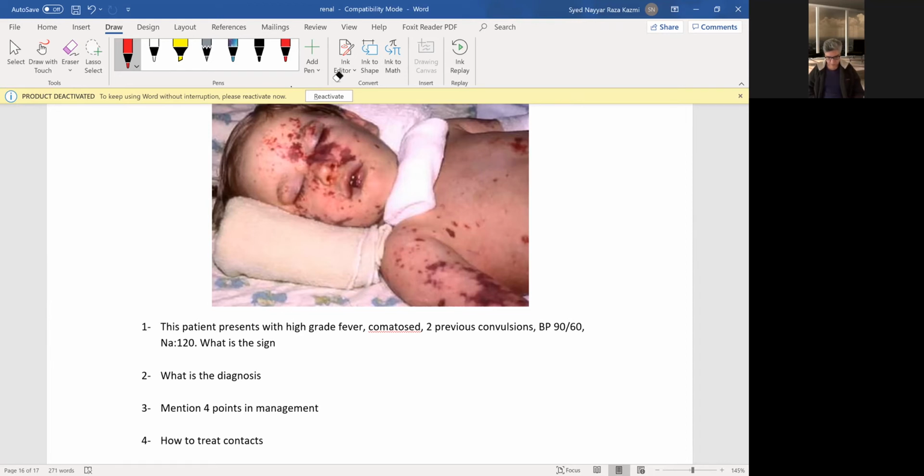So this was a short quiz on different diagnostic modalities from the field of pediatric nephrology.